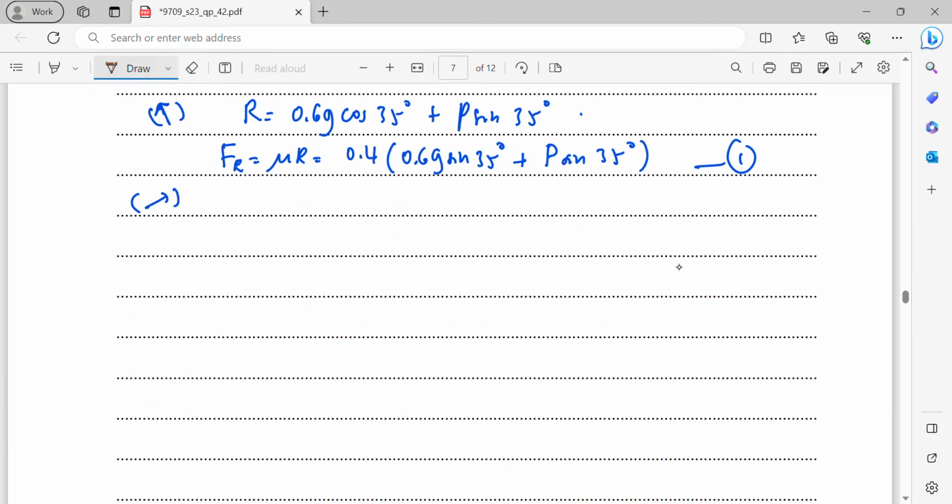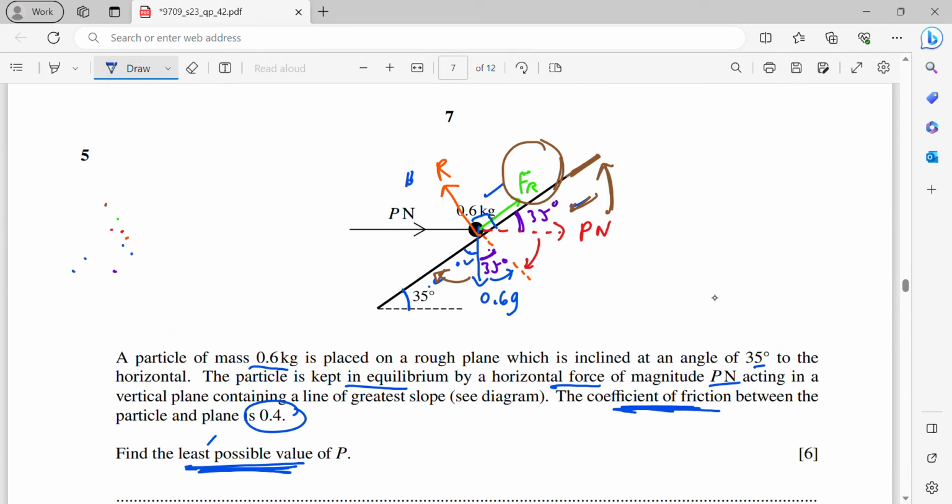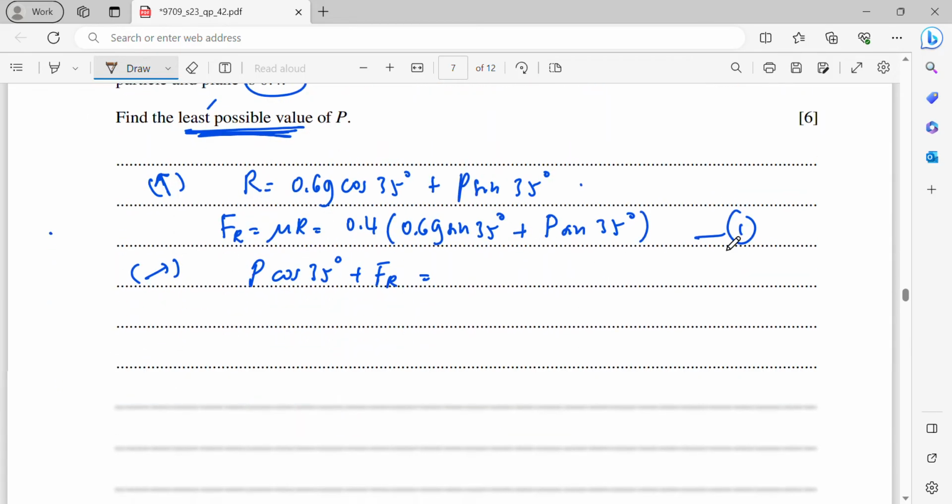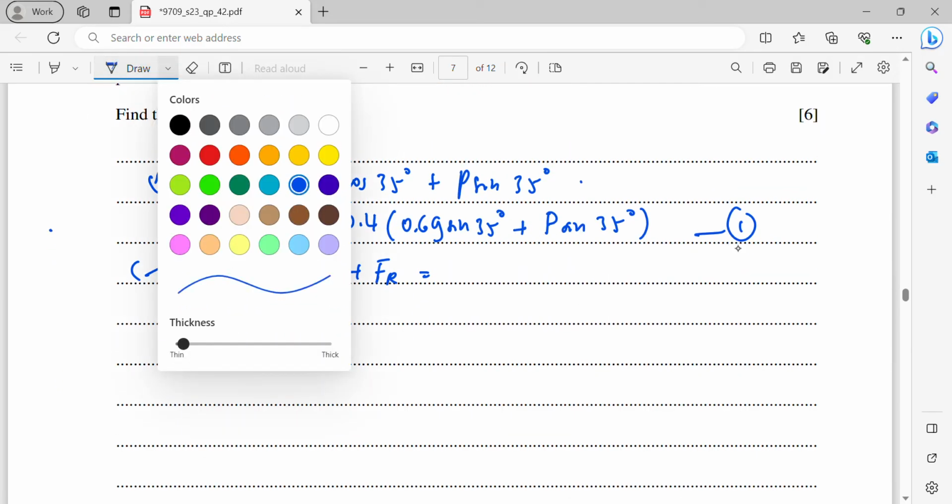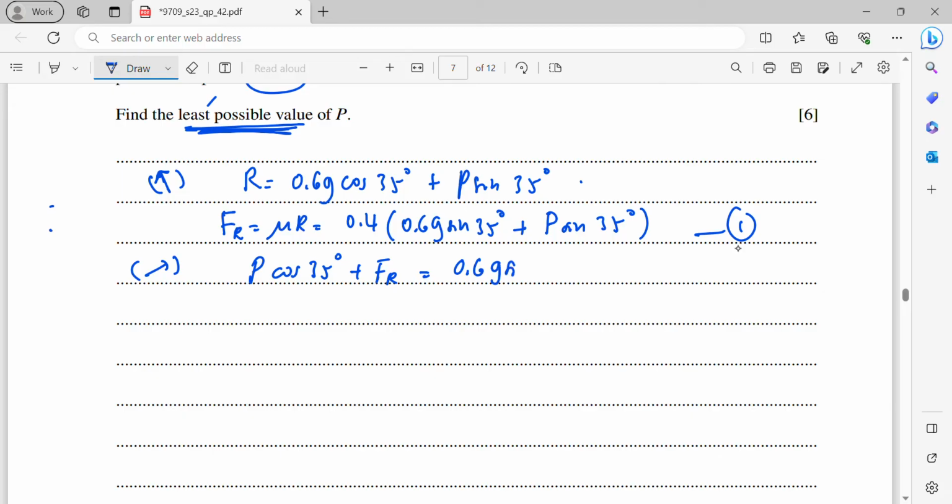So it means that now I will write P cos 35 degrees plus Fr equals to, now the other force will be this. I resolve it, it will be here. So when I resolve, I'm using the 35 degrees, which is the alternate angle, which means I'm going to use sine. So it will be 0.6 G sine 35 degrees. So I let this be the second equation.